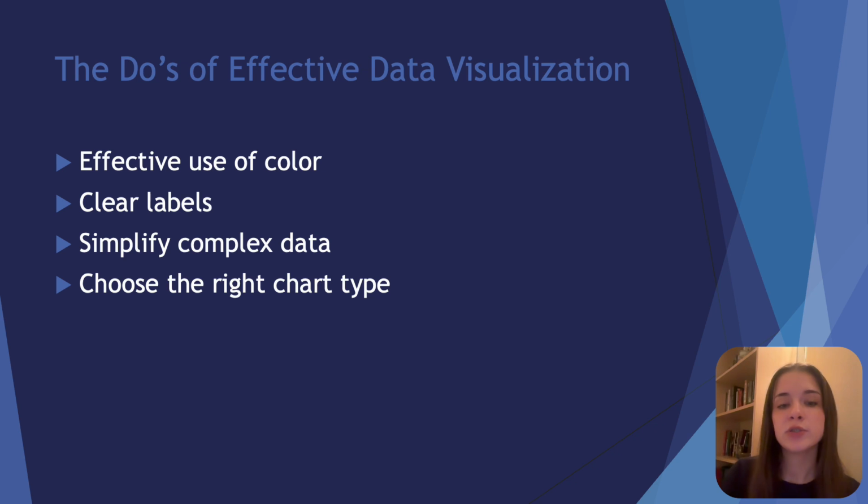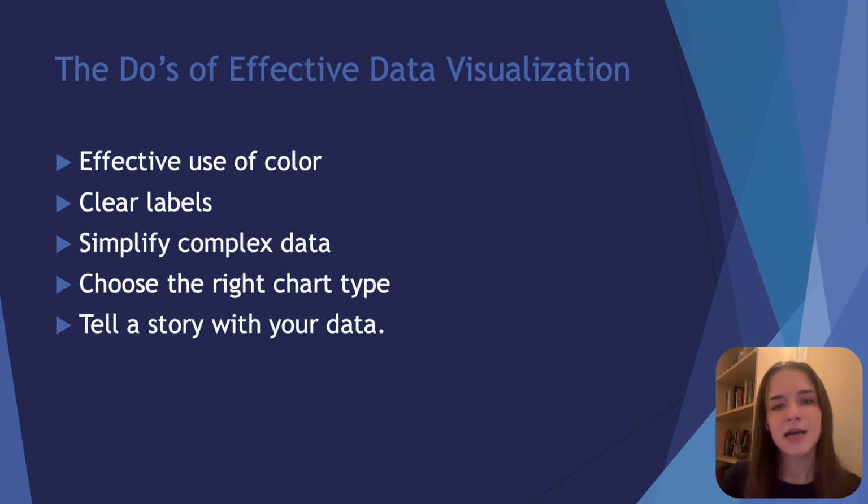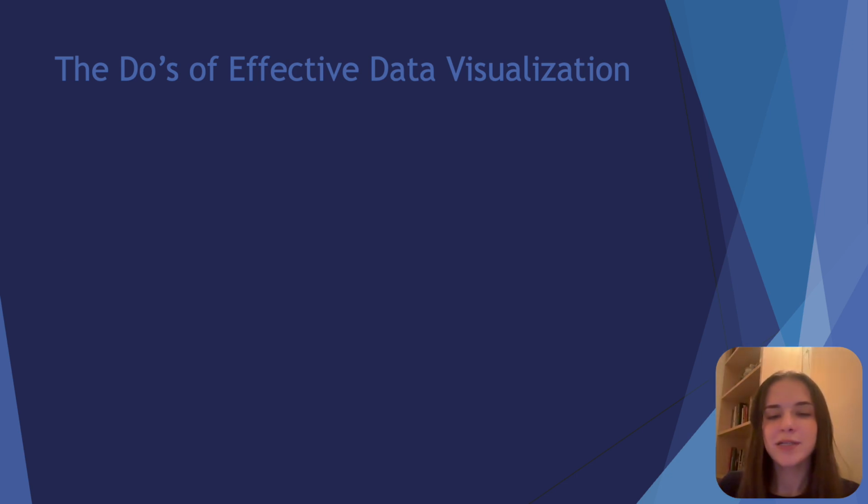Definitely important to choose the right chart type. Bar charts are best for comparisons, line charts for trends, and pie charts for proportions. And then finally, your graph or plot should tell a story. Your data should guide the viewer through a clear narrative, highlighting the most important insights and making the concepts easy to grasp. So now I'm going to show a couple good examples of effective data visualization.